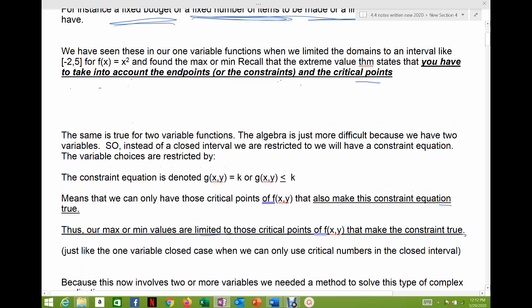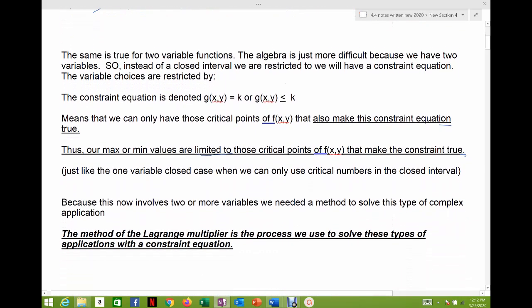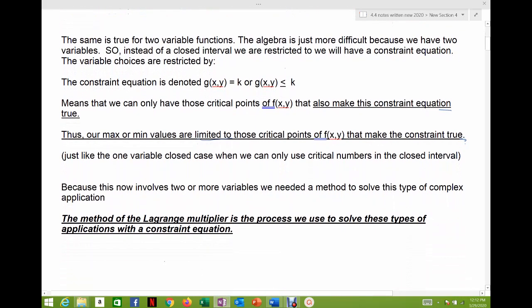So remember, if we had a closed case, and we want to find the max and min, the extreme value theorem stated we had to take into account not just any critical values, but also the endpoints. Our max and mins could be at the endpoints. Where that's comparable to a multivariable function is we have to take into account the constraint. For a multivariable function, the same thing's going to be true. The algebra is just a little more difficult. So we set up a process.